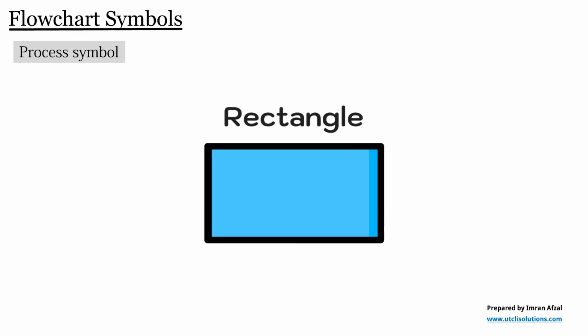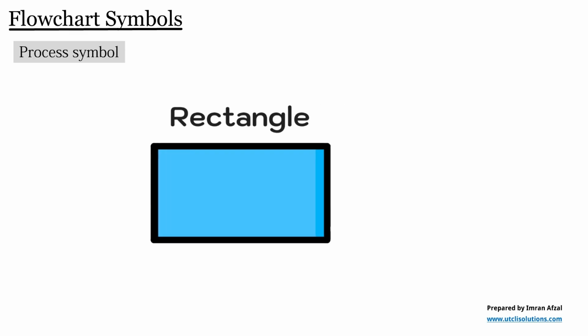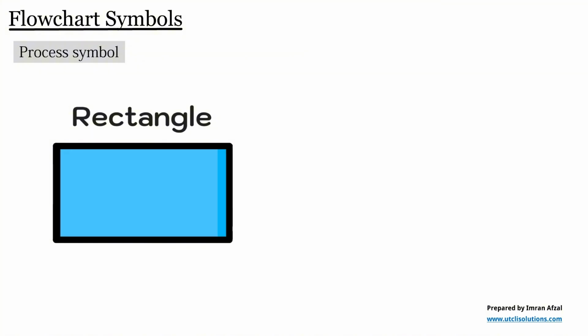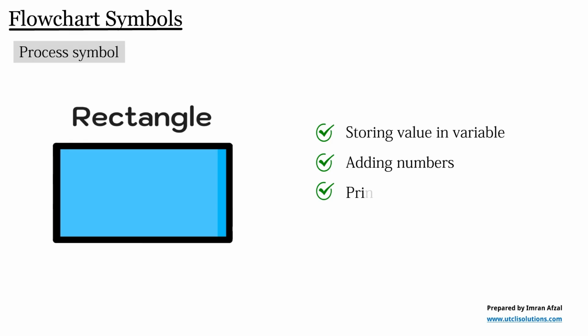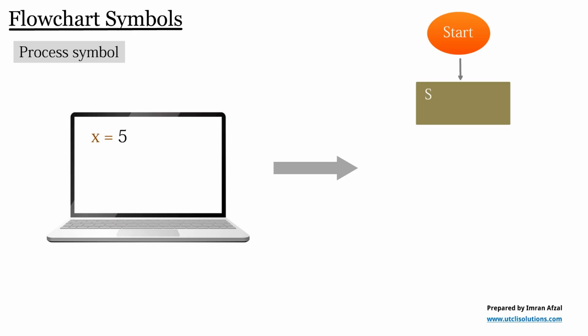The next one is the process symbol, usually shown as a rectangle. This symbol means that the computer is doing some action. It could be storing a value in a variable, adding numbers, printing output, or performing any step. For example, in a Python program, if you write a line like x equals 5, the flowchart will show a process symbol that says store 5 in x.